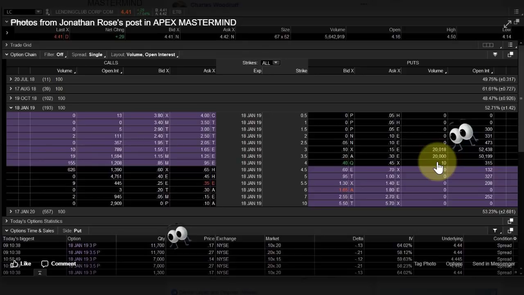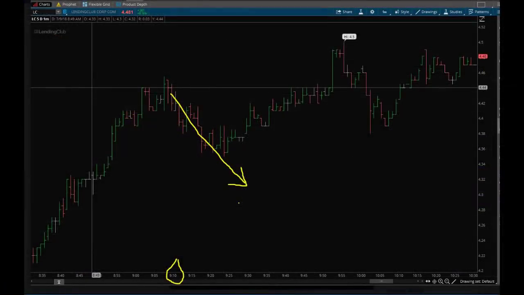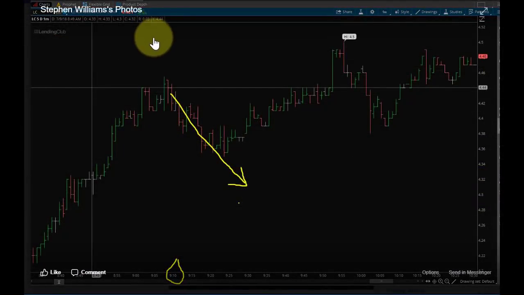What I do now is look at price action. Now, I'm not real big into trading off price action. I think it was a really, really strong strategy in the 1930s and 1940s. But these days, trading off price action is not really a practical approach. But for unusual options activity, it is. If we look at Lending Club from yesterday, on a 1-minute chart, at 9:10, you can see the stock sold off.